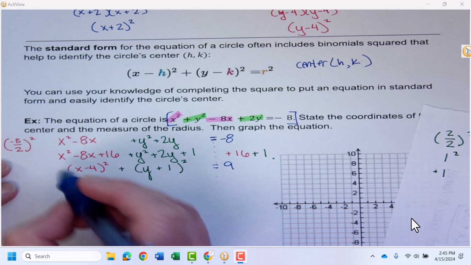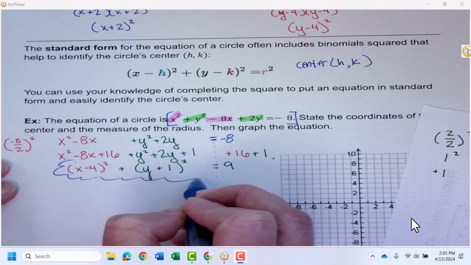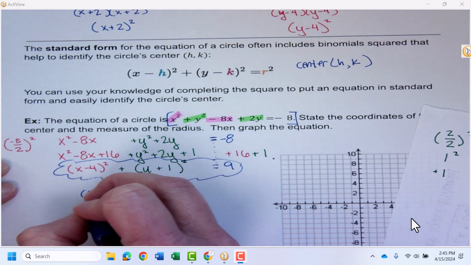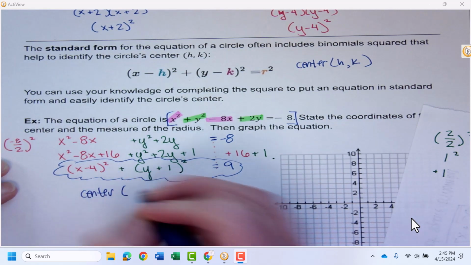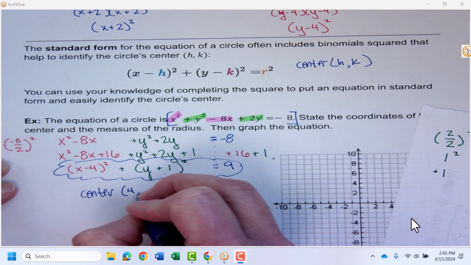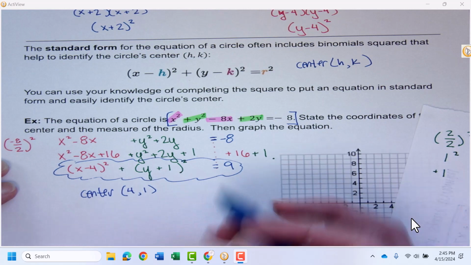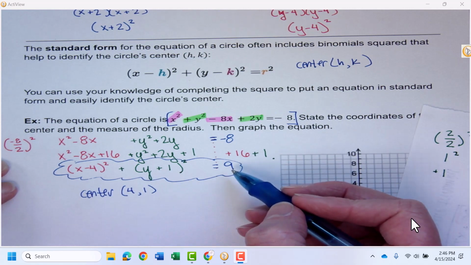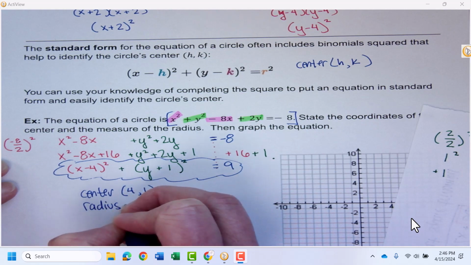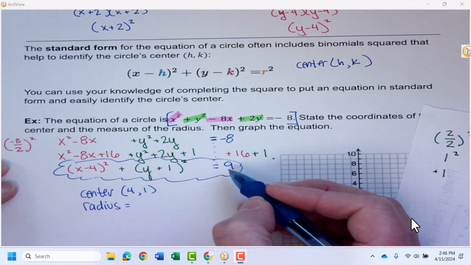So now we have this in standard form. I can easily see that the circle's center is positive 4, negative 1. And this is the radius squared. So the radius is going to be the square root of that.